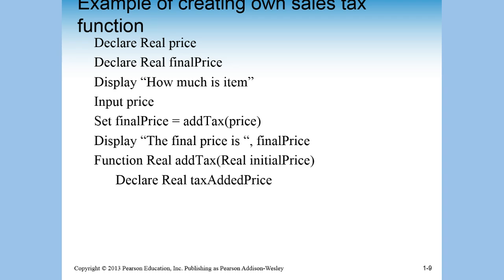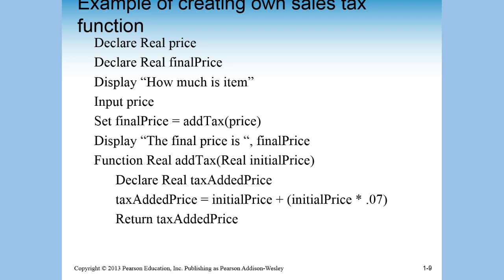The body of the function starts out by declaring a variable called tax added price. This will be the variable that will store the calculation when we multiply the price times the tax, and whatever that ends up being will be stored in the tax added price variable. And I should have started this line with the word set, so I should have said set tax added price equal to initial price plus initial price times 0.07, assuming 0.07 is the tax rate on this particular product. Once tax added price has been calculated, we can return tax added price to the main body of the program.